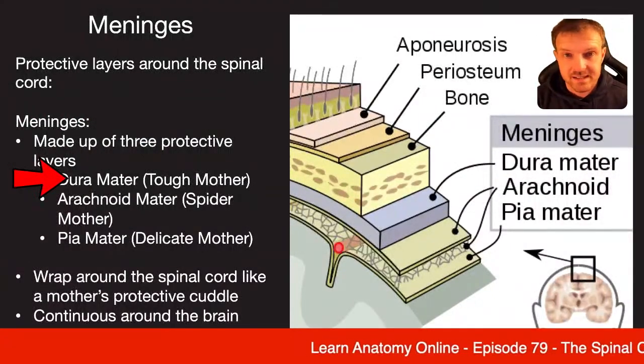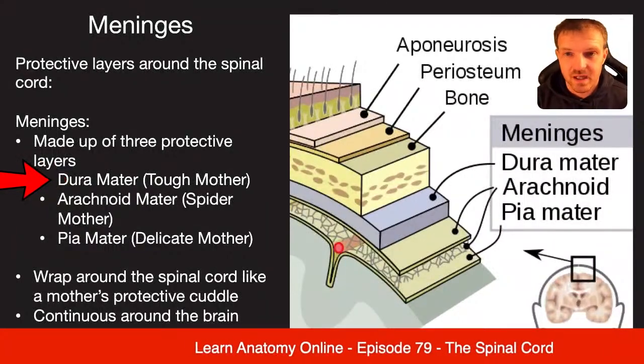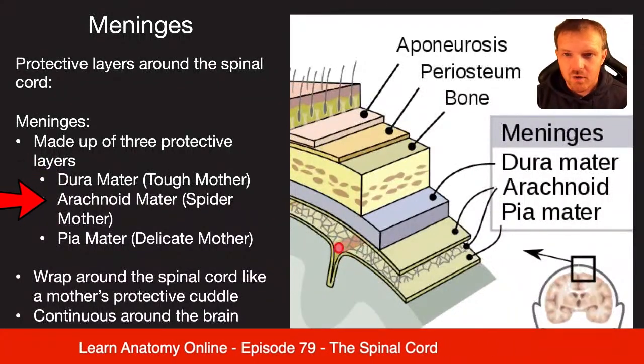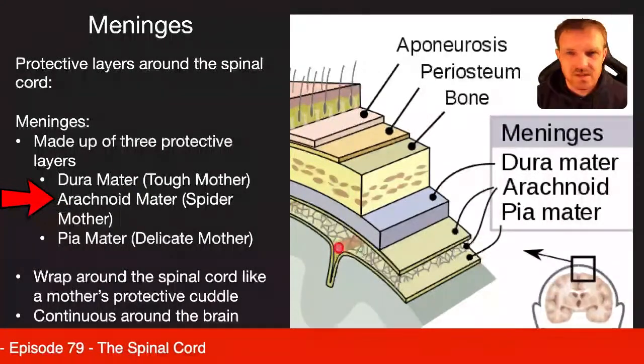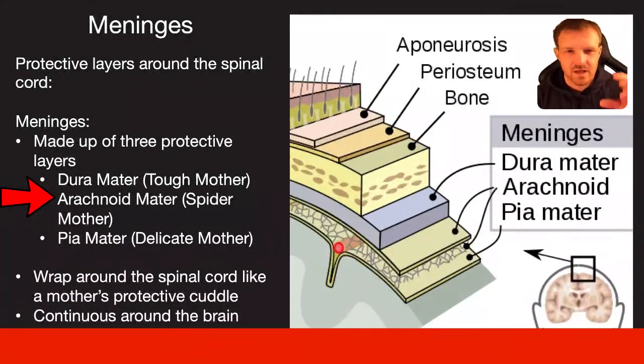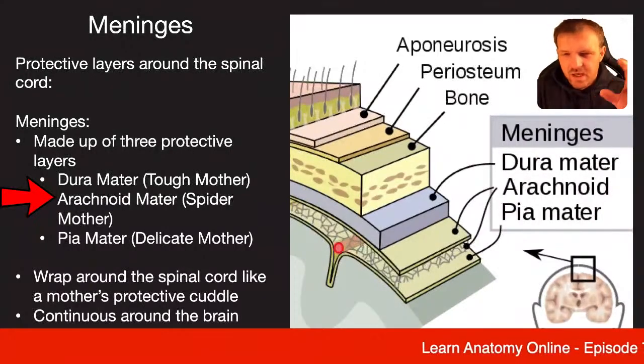They're dura mater, which is tough mother, like durable, arachnoid mater, spider mother. So this looks, and you'll see it in a second, it looks like a bit of a spider's web. Okay, so like those ones that are really wispy.